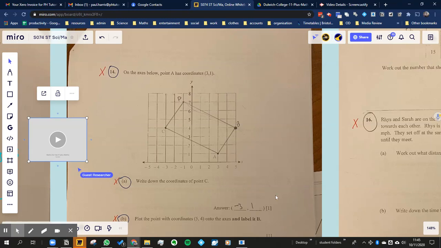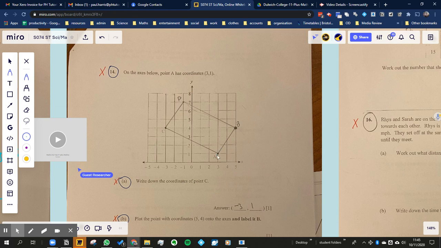So on the axes below, point A has coordinates 3, 1. So 3 and then 1. So this is point A here. Write down the coordinates of point C. So point C is here.